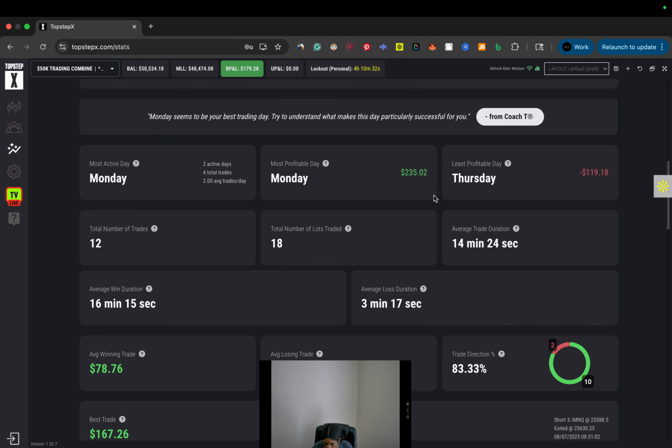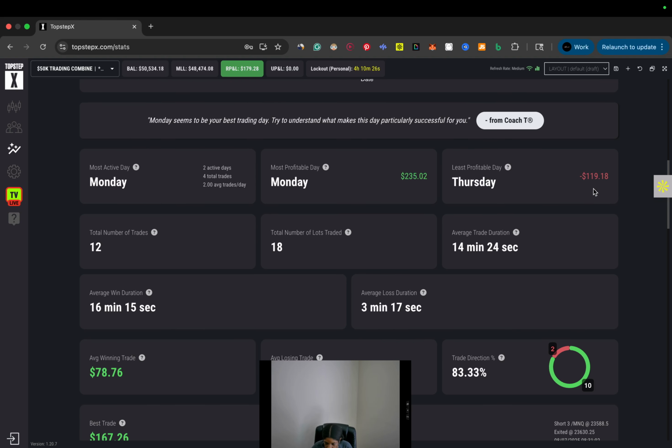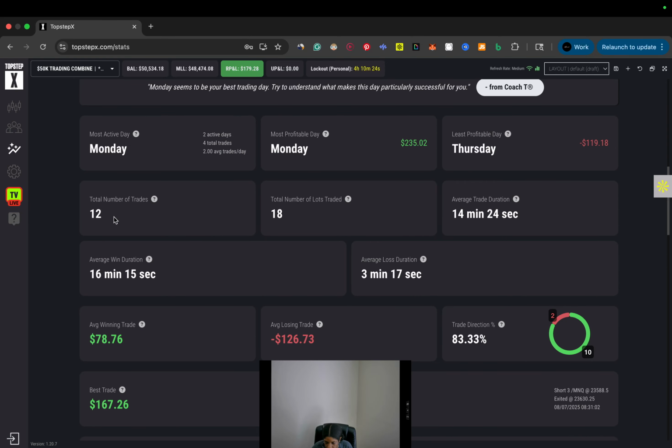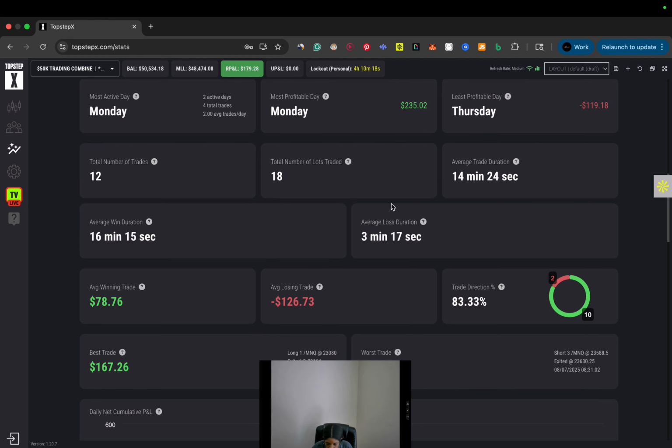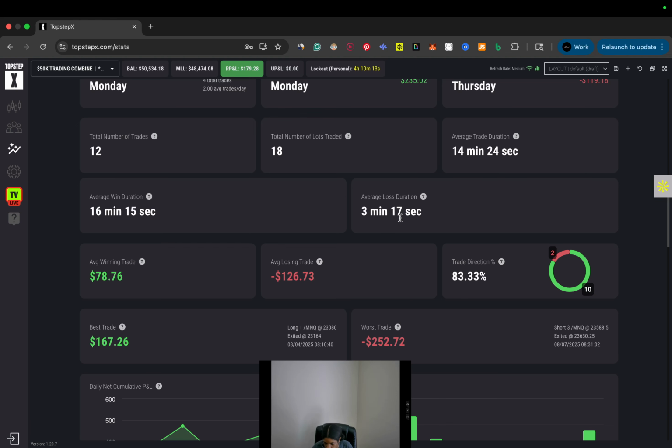Most active day is Monday. Most profitable day is still $235. The least profitable day is $119. That was Thursday, the day that I lost. So far I've taken 12 trades. Total number of contracts traded is 18. Average trade duration is 14 minutes, and the average loss duration is 3 minutes and 17 seconds, which I find interesting.